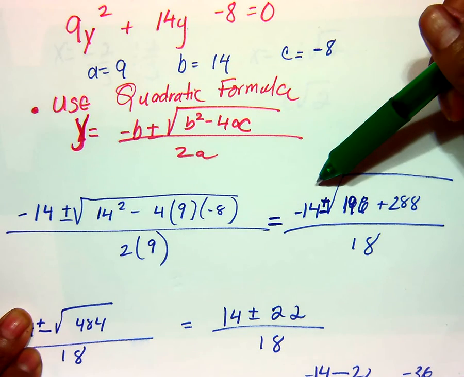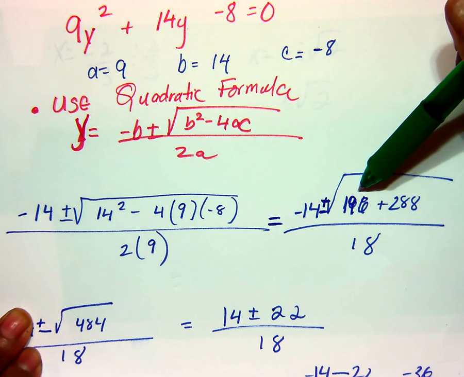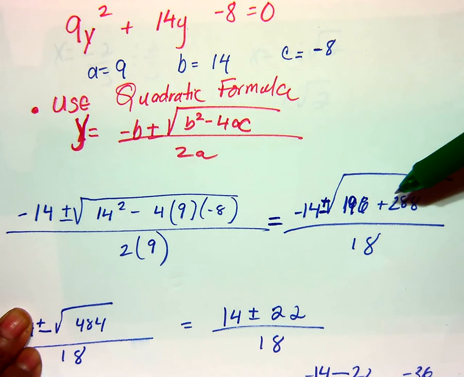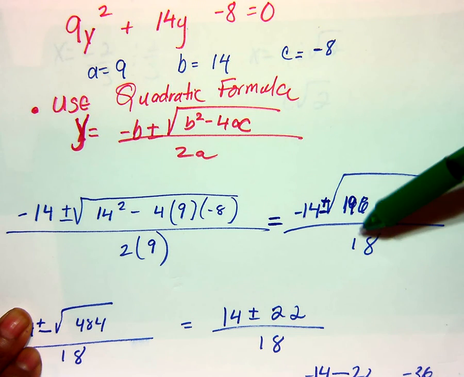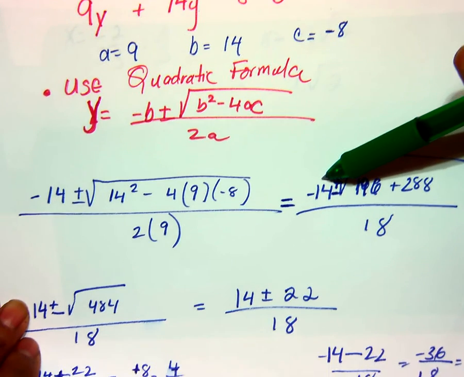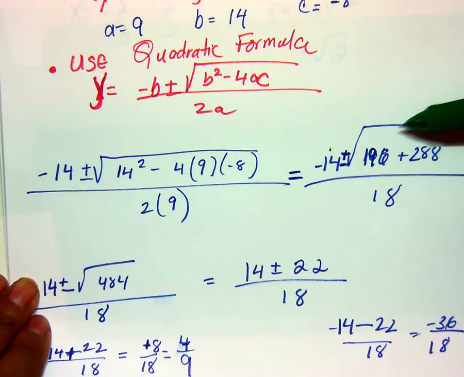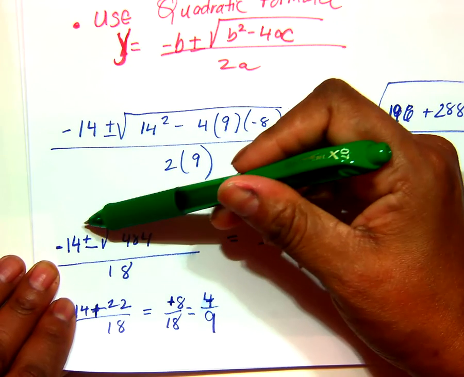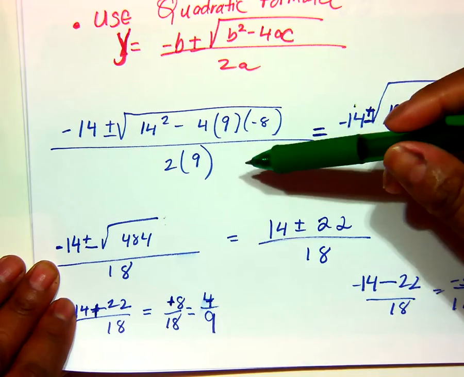So we know that 14 times 14 gave you the 196. The 36 times the negative 8 gave you the positive 288. And then right here you had your 18. That 14 is still negative. Simplified even further, 196 plus 288 gives you 484. Notice how you brought down the negative 14 and 18.